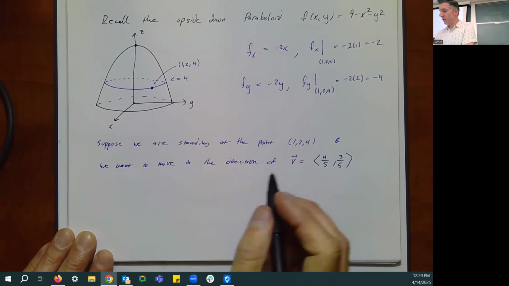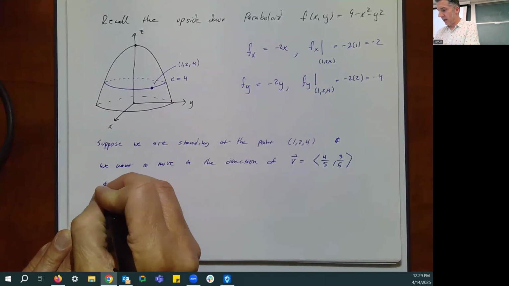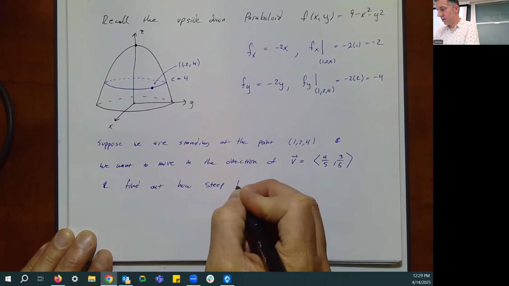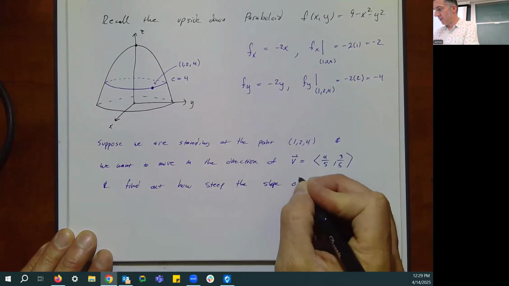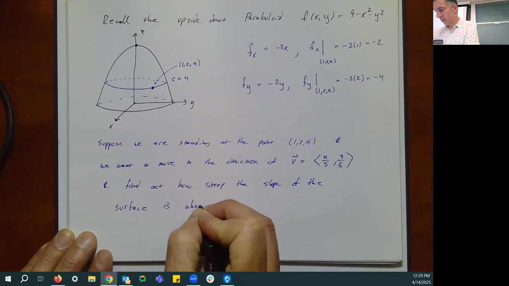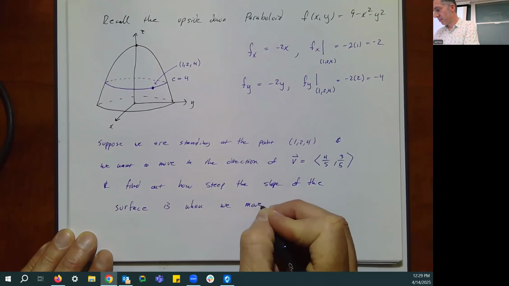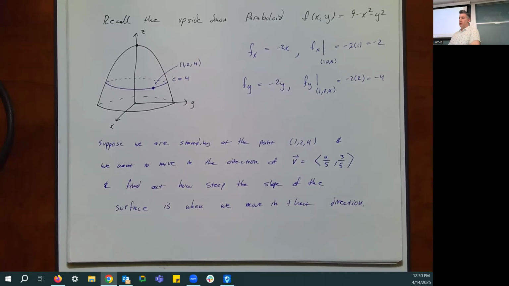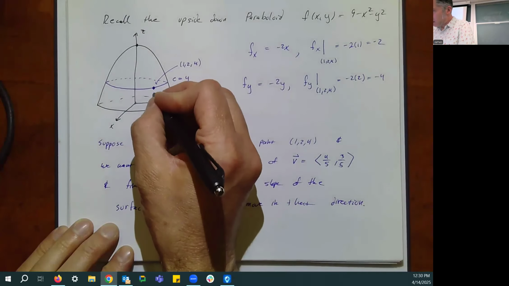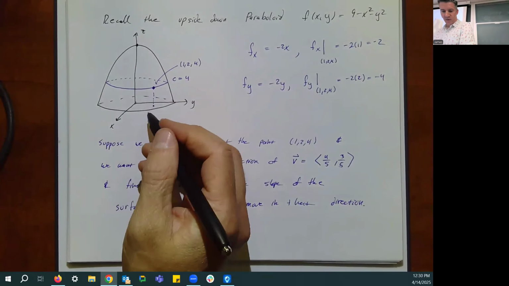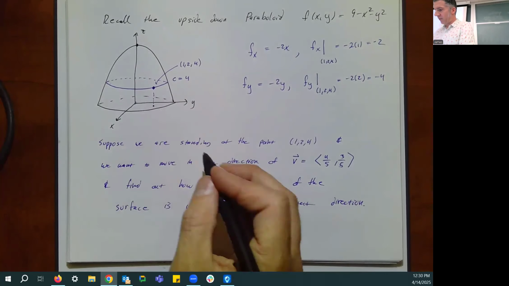Suppose we're standing there at the point, and what we really want to find out is how steep the slope of the surface is when we move in that direction. That's the question we are answering. I know it's kind of a lot of words. So if we're right here at x equal to 1 and y equal to 2, we're trying to move in the direction of 4/5 in the x direction and 3/5 in the y direction.